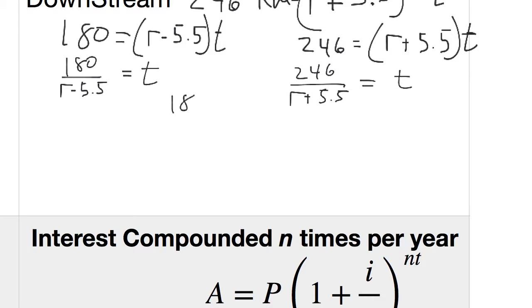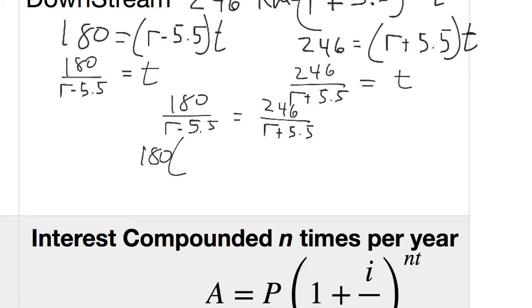We get 180 over r minus 5.5. I know it's an ugly fraction, but it's going to work for us. It's a fraction that has a decimal? Wow. 246 over r plus 5.5. And now we can cross multiply. 180 times r plus 5.5 is going to equal 246 times r minus 5.5.